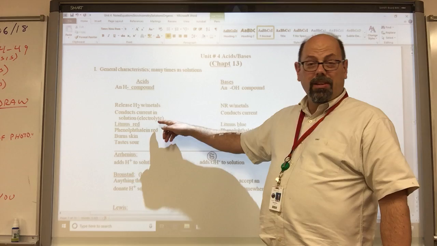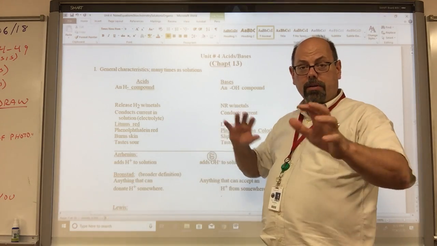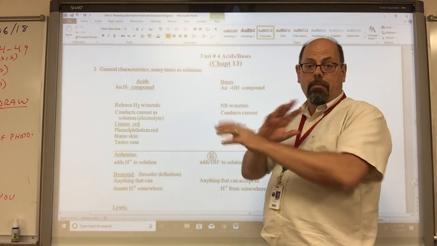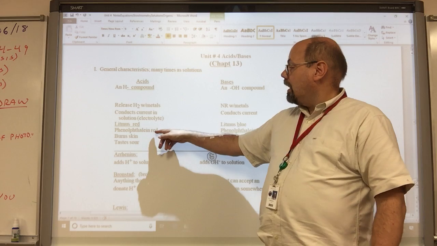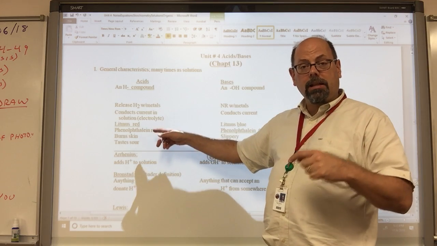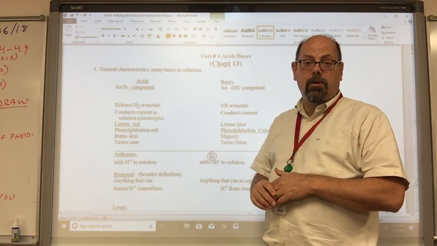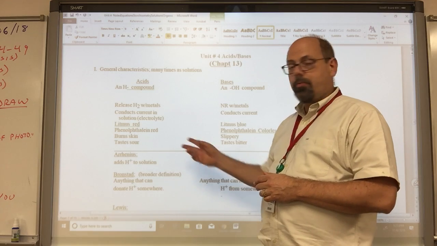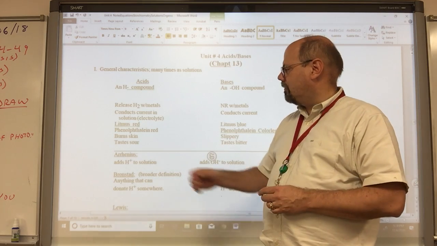They are ionic, so they conduct electricity. The H and the Cl, for instance, if they're in solution, are free to move, and they're minus and plus charge, so they can conduct. And they turn certain molecules colors, like litmus goes to red, phenolphthalein goes to red as well. So that's important just to know those two because they're the most common indicators.